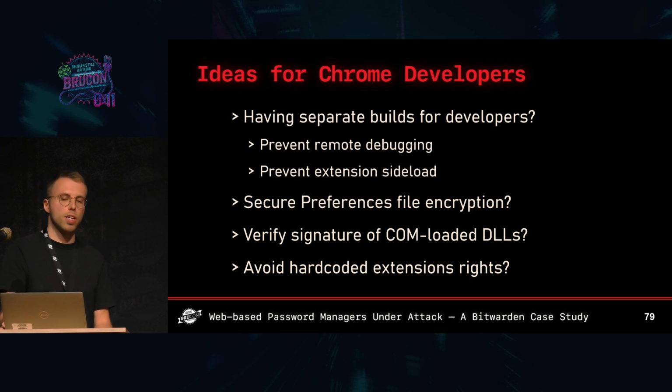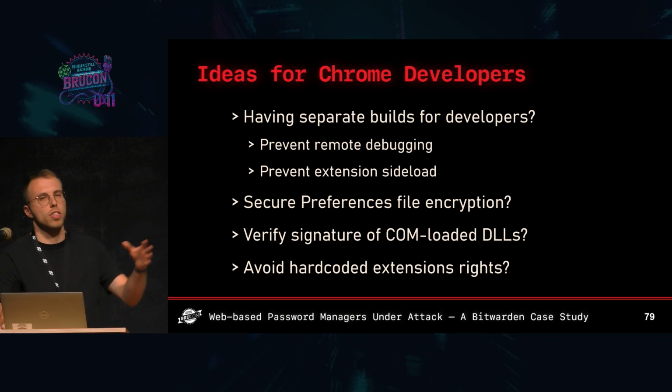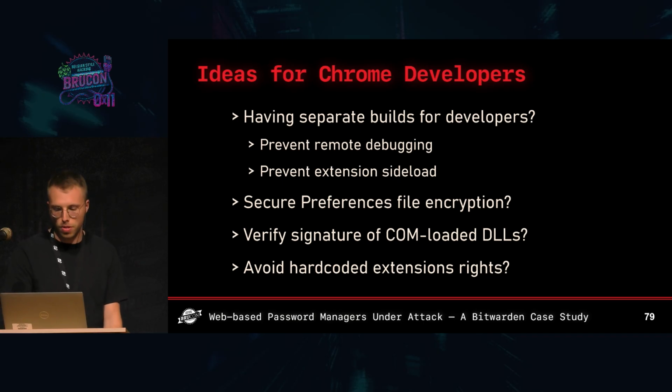We could also add an encryption layer to the secure preferences file, but we'll have the same problem. Where is the encryption key and so on? We could also verify the signature of COM-loaded DLLs. This was for the process injection stuff. And also avoid hard-coded extension rights. This one we did not talk about, but it's about cross-extension. So here are a few talking points maybe for them, but I'm sure they already considered most of it.